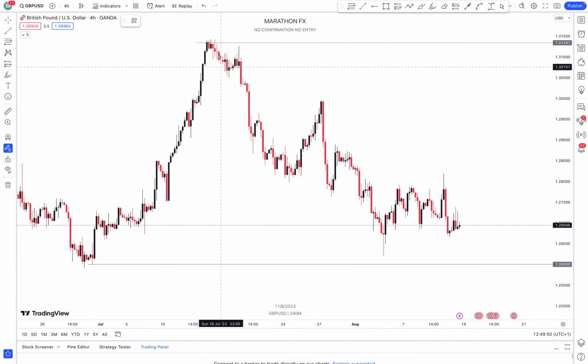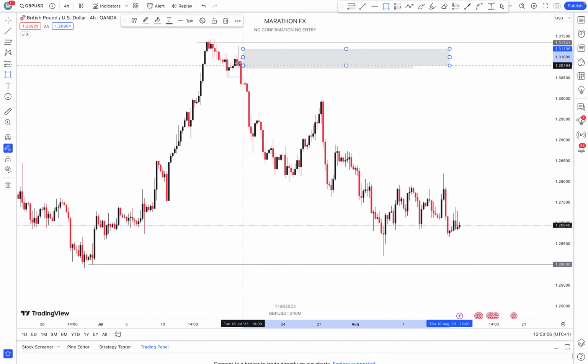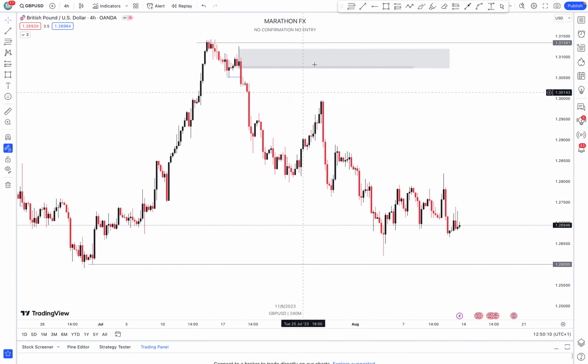So what is top-down analysis? I took from the 1 day, now I'm on the 4 hour. At this level, I saw that there was a change in character here, right? Leaving behind what? A supply zone that hasn't been mitigated. So once I know that, I know what I'm looking out for. It's a supply zone here that hasn't been mitigated, and price left and continued going to the downside.